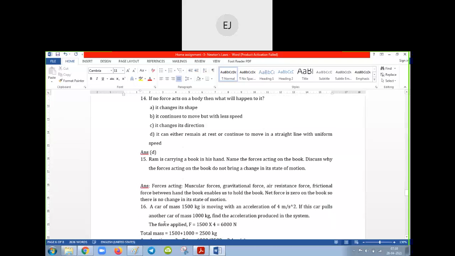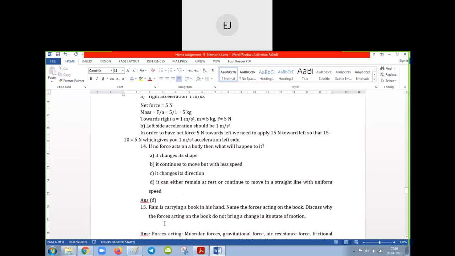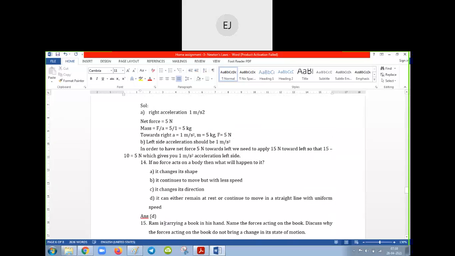The next, 15th. Ram is carrying a book in his hand. Name the forces acting on the book. Discuss why the forces acting on the book do not bring a change in its state of motion. Please think about it. I'll give you 2 minutes time. For example, you are carrying a book. What are the forces acting on it? And if forces are acting, why is there no change in its state of motion?